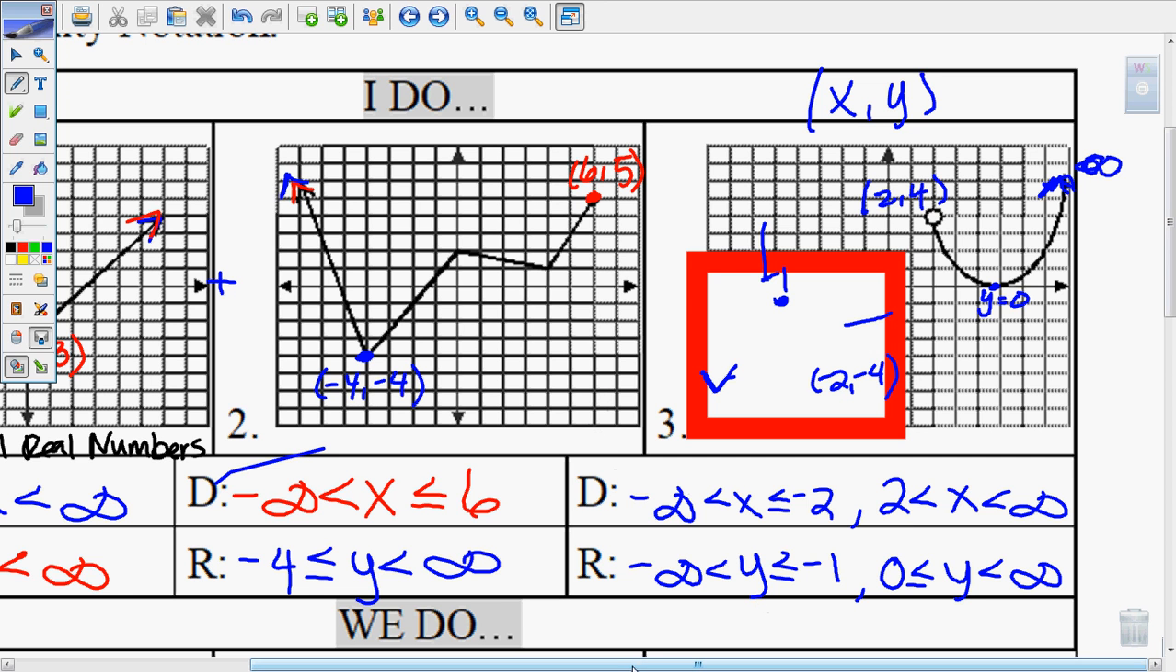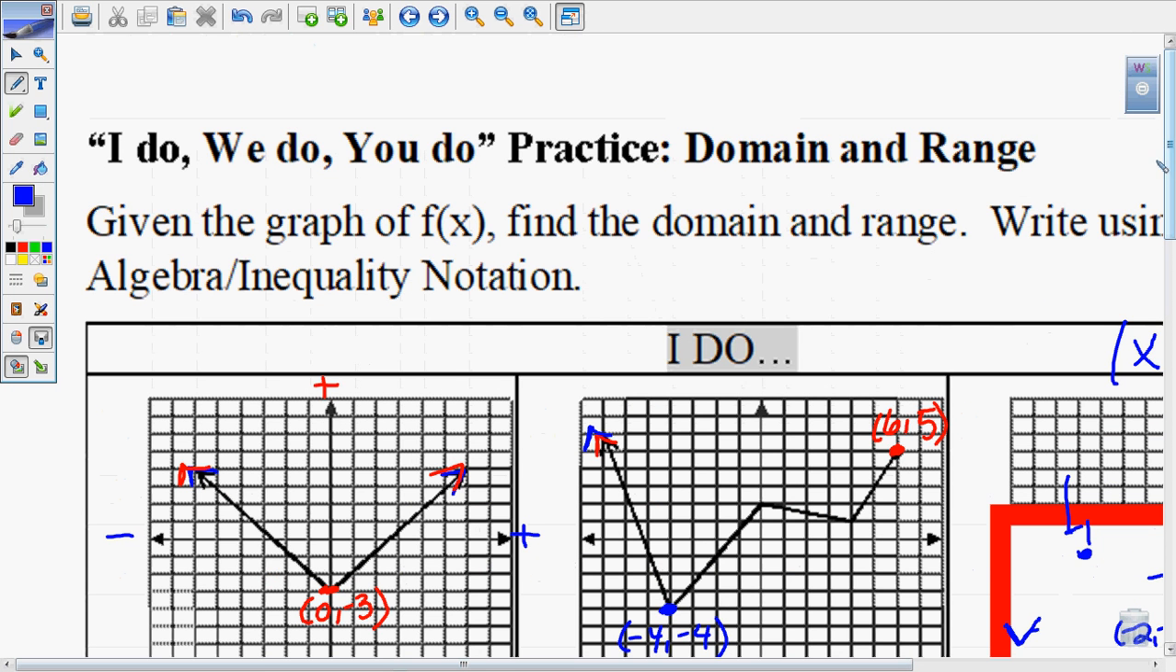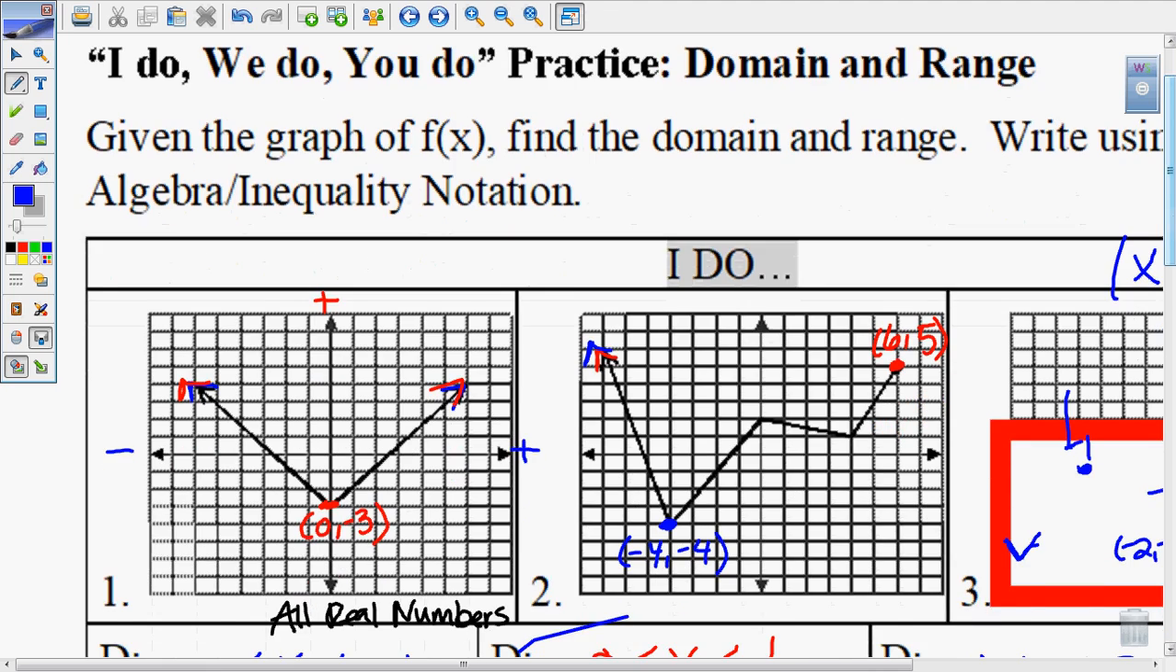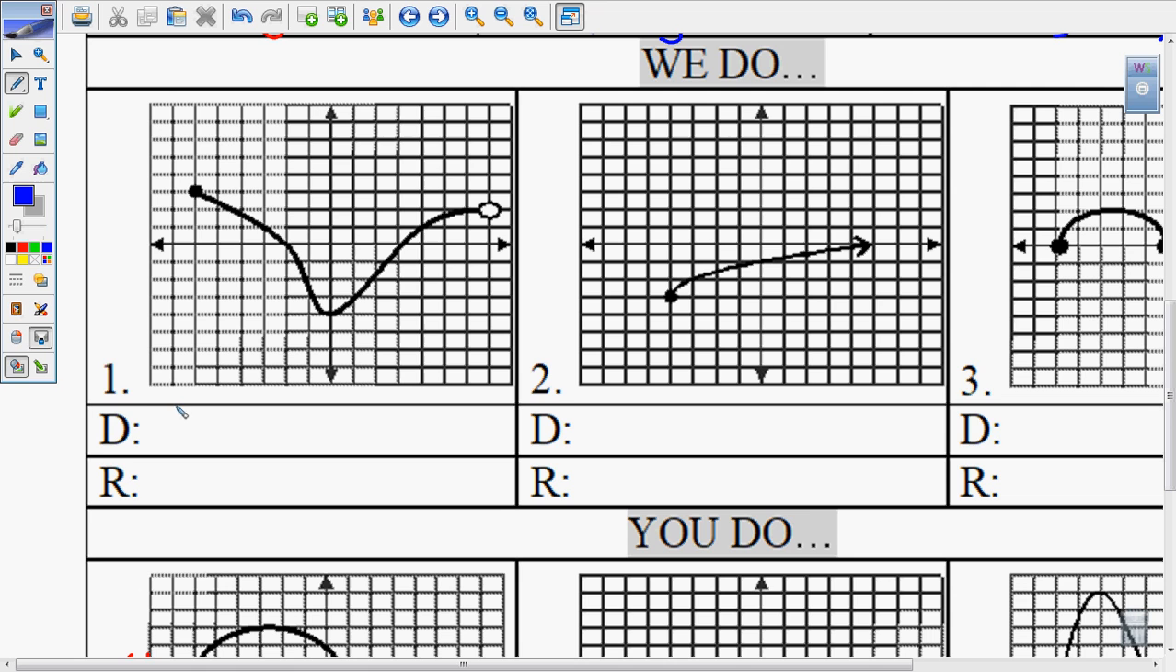So today, I'm going to do less talking, and you guys are going to tell me what to do on the we do part. So I can either call the cards or we can participate in the whole class. So the first thing, domain is from left to right. So before we establish anything, let's identify the key parts of this graph.